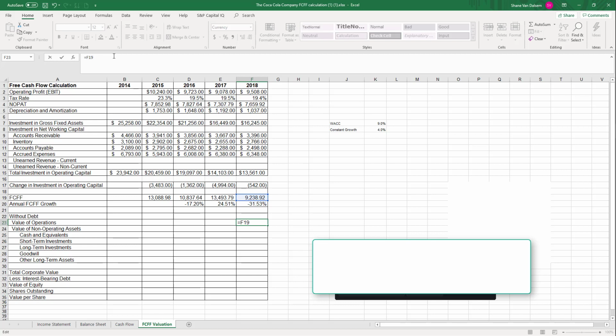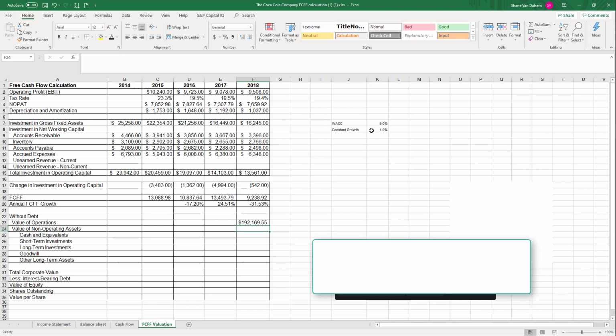So for the value of operations, I'm going to use the free cash flow for the firm for 2018, and I'm going to multiply that by 1 plus the constant growth rate of 4%. If you look back in the notes, this is the calculation we do. Take the previous year's free cash flows of the firm, multiply it by 1 plus the constant growth rate, and then we divide that by the weighted average cost of capital minus the growth rate for the firm.